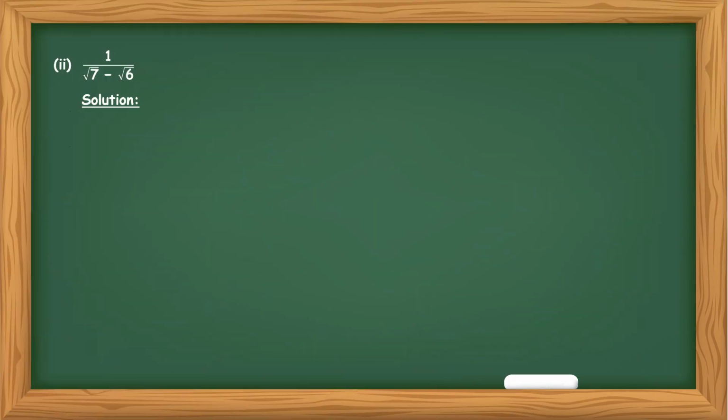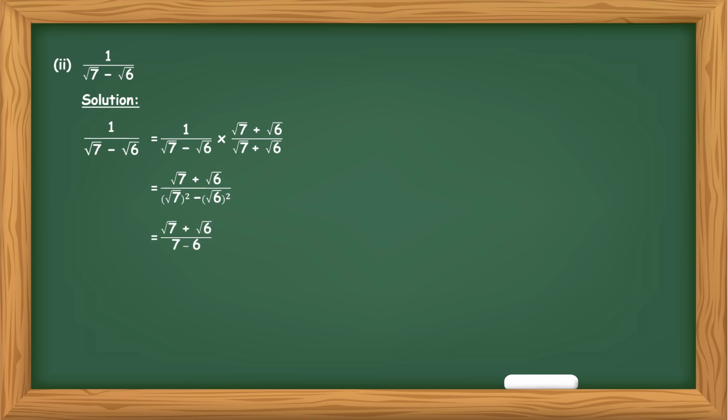The second question is 1 by root 7 minus root 6. For this you will have to multiply by the conjugate. That is, you will have to multiply your numerator and denominator by root 7 plus root 6. So 1 into root 7 plus root 6 is root 7 plus root 6. Whereas in the denominator you can see it is of the form a minus b into a plus b, so you will have to write it as a square minus b square. That is root 7 the whole square minus root 6 the whole square. So it is 7 minus 6, and 7 minus 6 is 1. So root 7 plus root 6 is your answer.